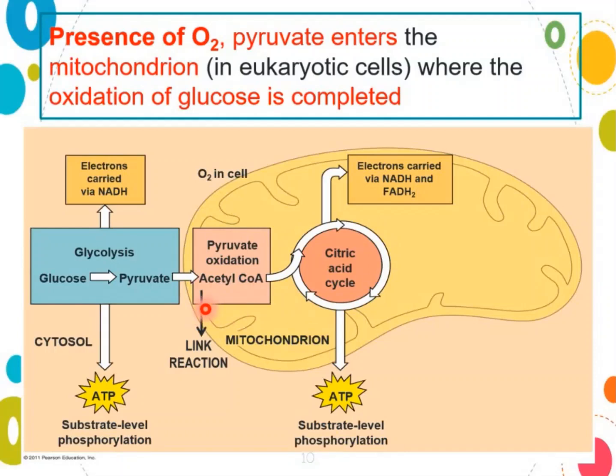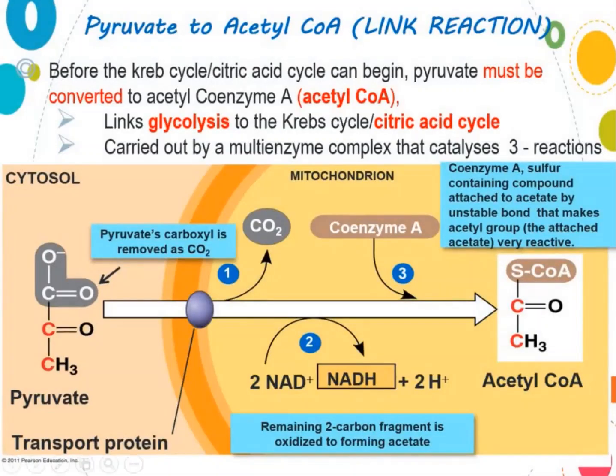So keep in mind that pyruvate cannot directly enter the Krebs cycle. Pyruvate must be converted to acetyl-CoA, then only can enter the Krebs cycle. This reaction is known as the link reaction, since it links the glycolysis to the Krebs cycle or citric acid cycle.